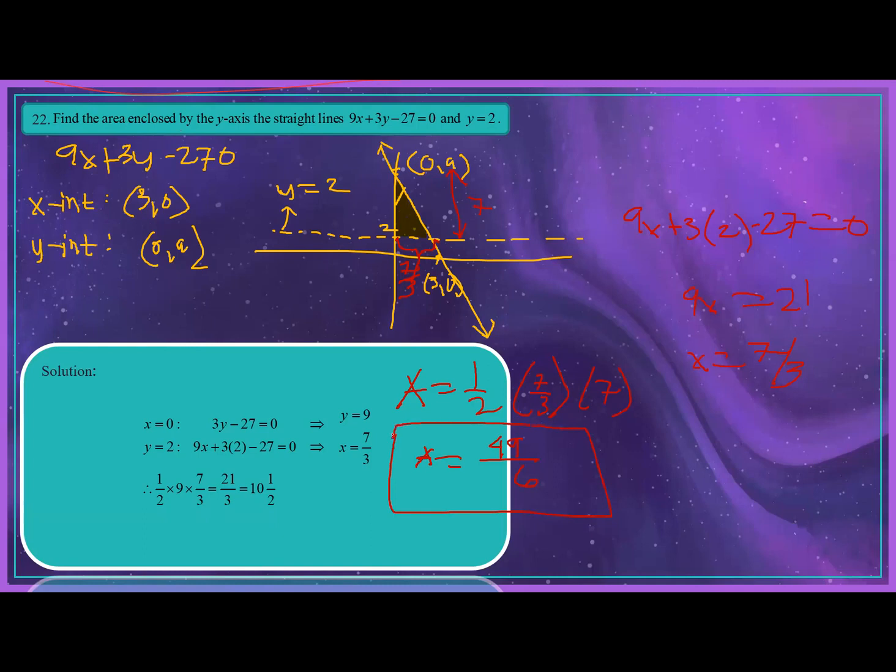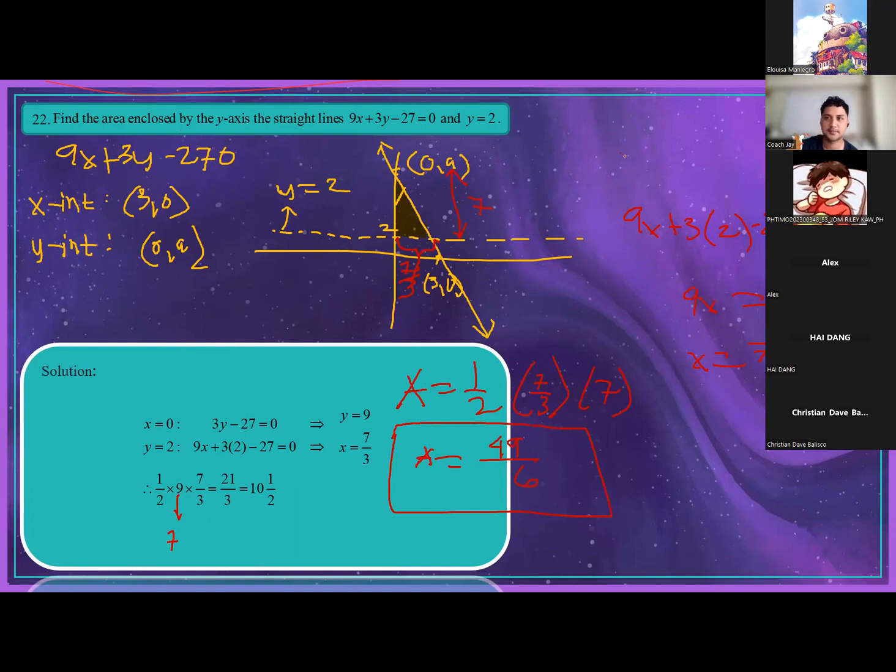Any questions? I think this one is wrong. It should be 7, not 9. So let's proceed.